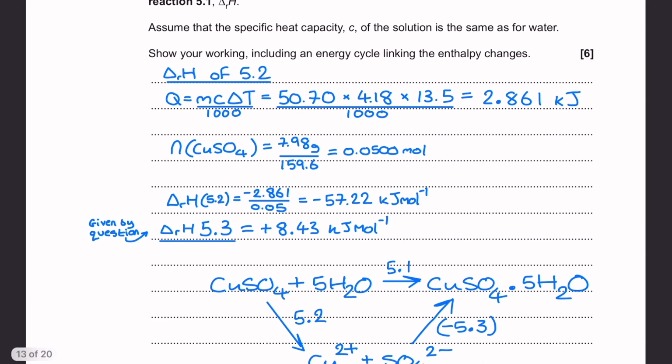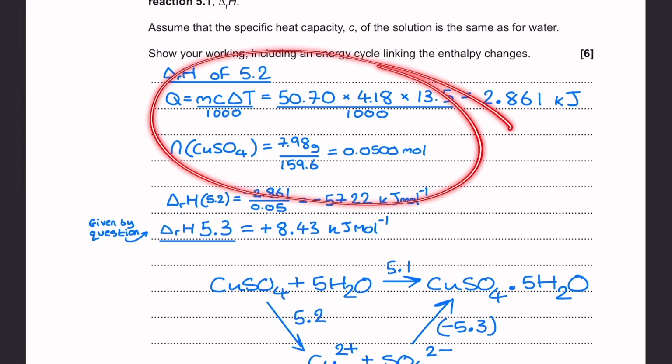We're kicking off with an analysis of the enthalpy change of reaction 5.2. And this is all using your calorimeter setup of Q equals mc delta T over 1,000 to get the measured energy change. Then we're going to convert that into an enthalpy change by doing negative Q in kilojoules divided by the number of moles. All the data here should be fairly self-explanatory.